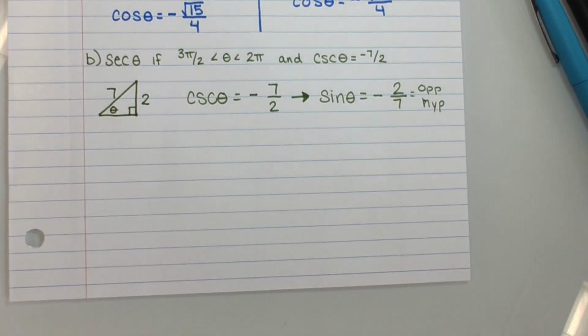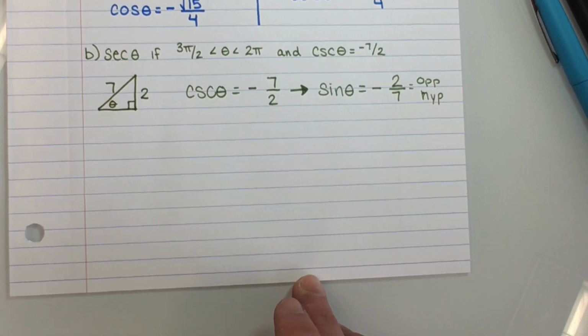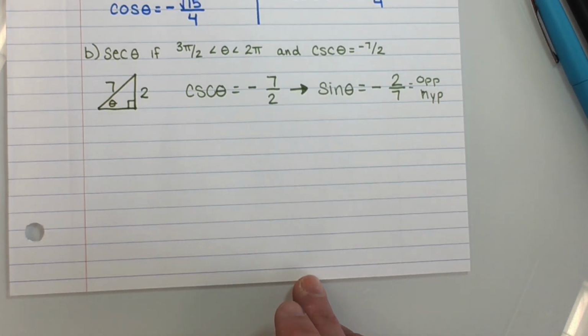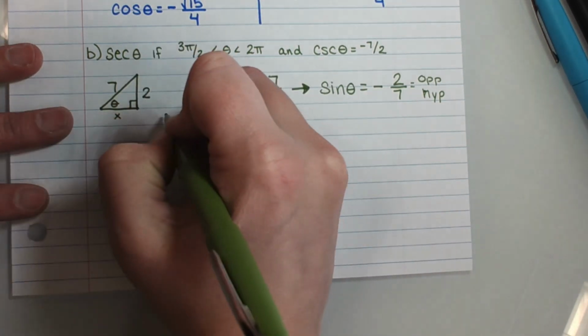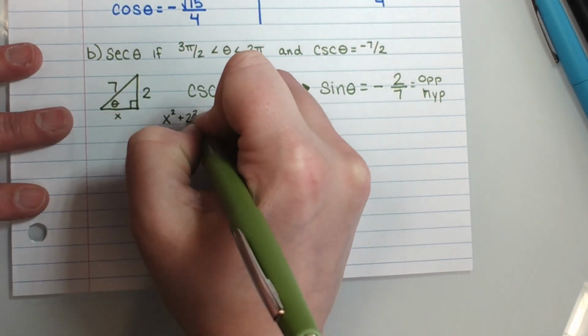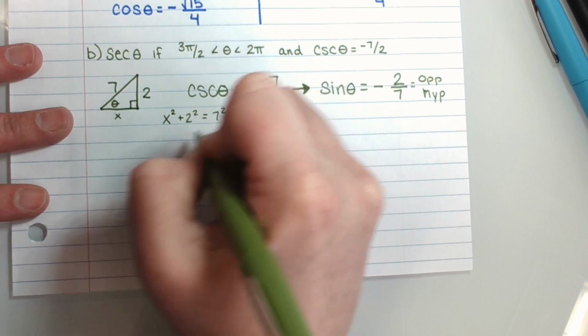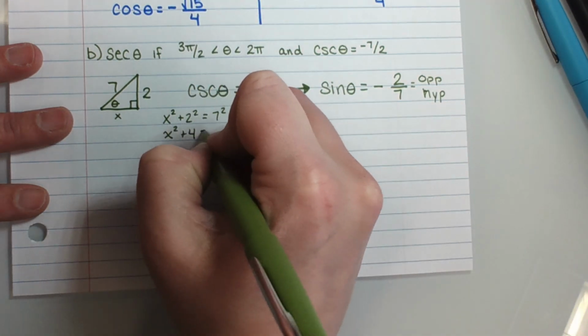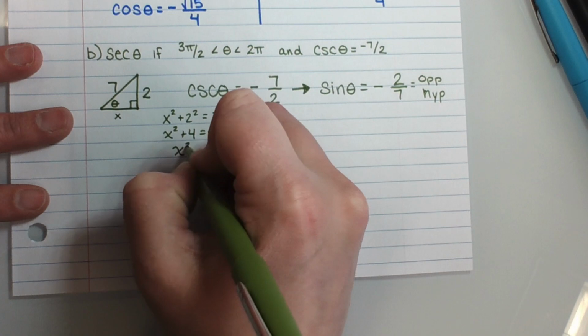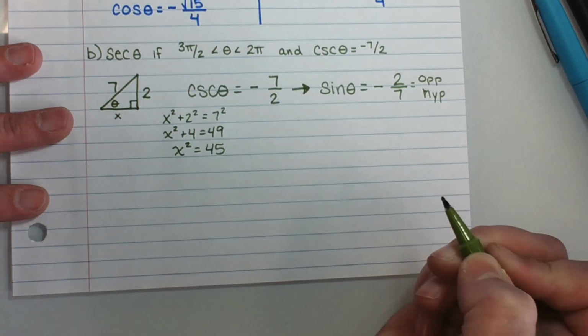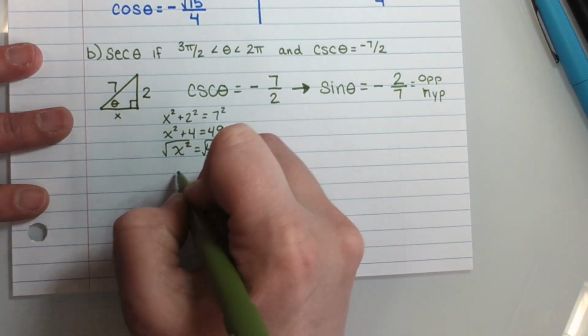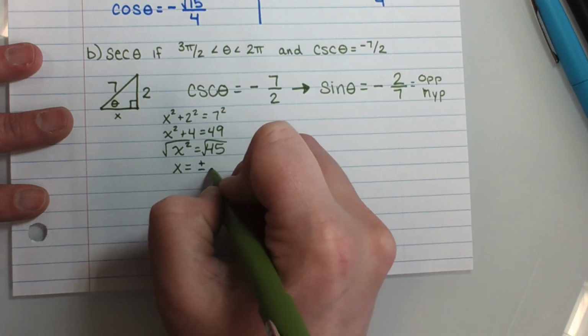If I want to find secant, I need cosine, which is adjacent and hypotenuse. So I need the adjacent. If I know two sides of a right triangle, how do I find the third? Pythagorean theorem. X squared plus 2 squared equals 7 squared. X squared plus 4 equals 49. X squared is equal to 45. To get rid of a squared, I take the square root. X is equal to positive or negative square root of 45.